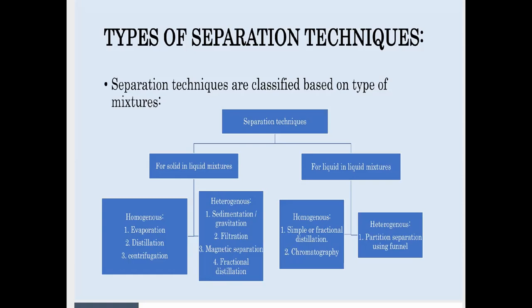So if the solid is present in a liquid mixture and it is a homogeneous mixture, then the separation techniques used, first is evaporation. Like if you add salt in water and evaporate it, then after evaporation of water you will get the salt. Then the second one is distillation, and the third one is centrifugation. So for homogeneous mixtures, these three separation techniques are there: evaporation, distillation, and centrifugation.